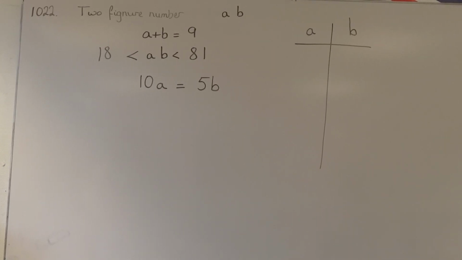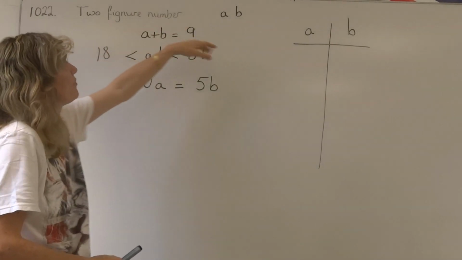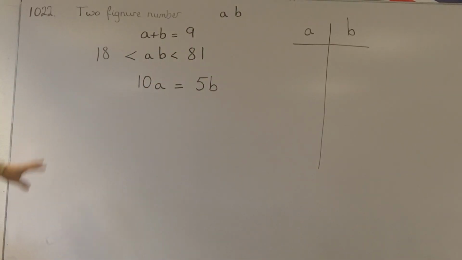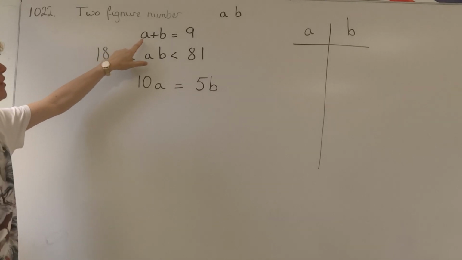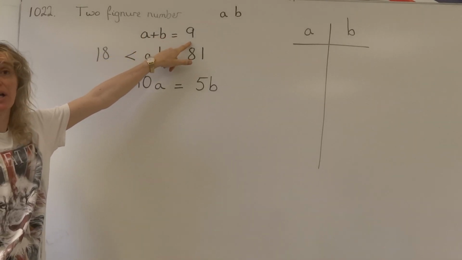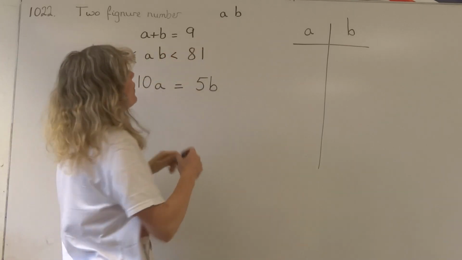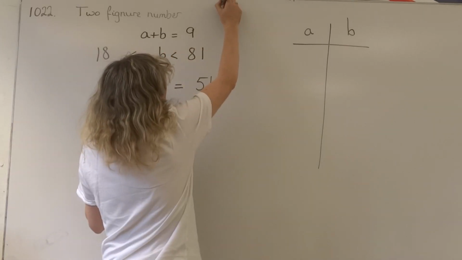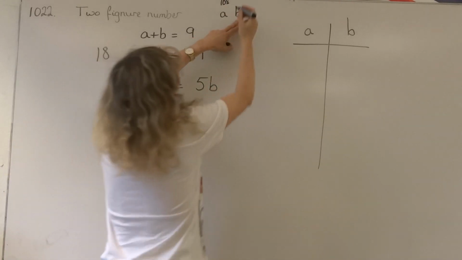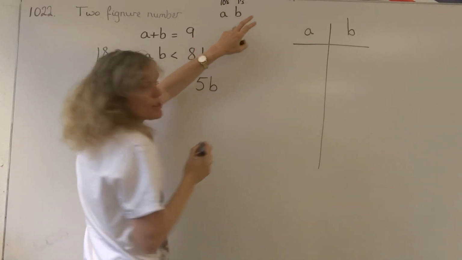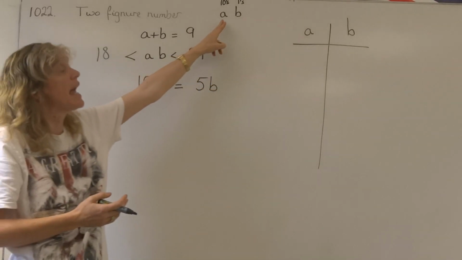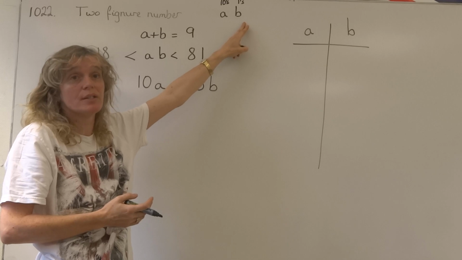Right, we have a two-figure number, and I've decided to call my two-figure number AB. What do we know? We know that if we add A plus B, we get the number 9. Even though we know that this is really a number of tens, and this is really a number of units, ones, okay? So it's a two-figure number like 25, 36. There's a 10 unit and there's a 1 unit.